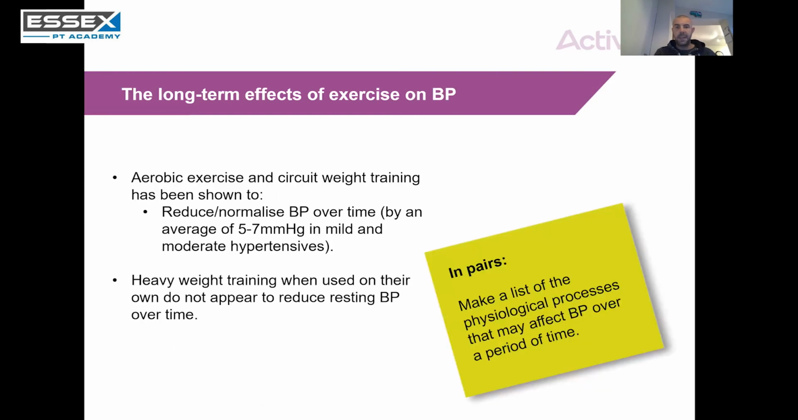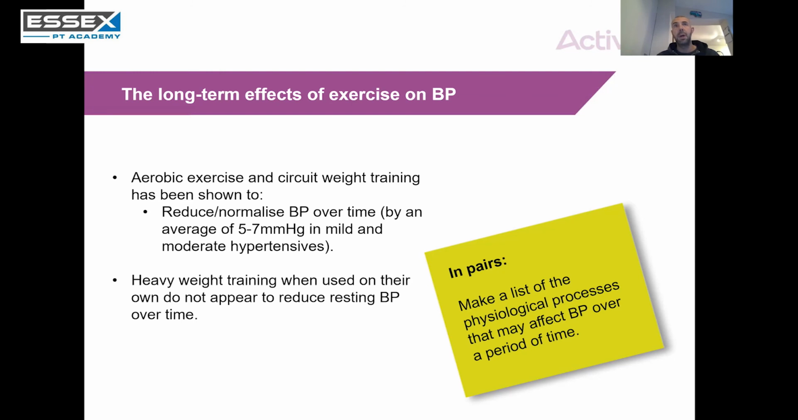So, long-term effects of exercise on blood pressure. This is what we want to be telling our clients to encourage them to stick with it, and to encourage them to start exercising. Aerobic exercise and circuit weight training have been shown to reduce or normalize blood pressure over time by an average of 5 to 7 in mild and moderate hypertensives. So we're getting a drop. Actually, that's really good.